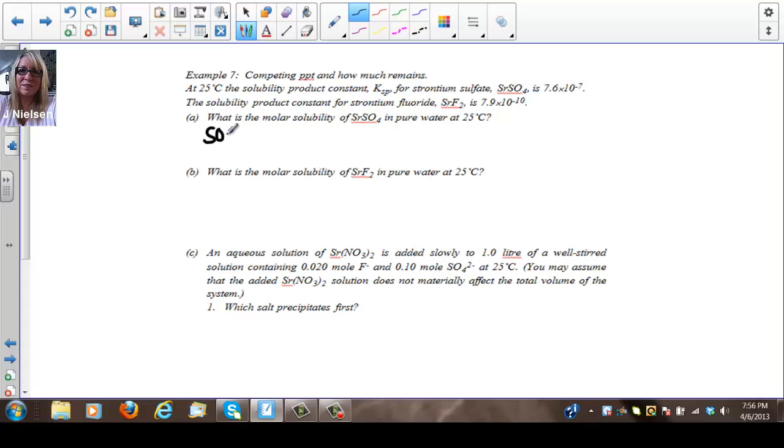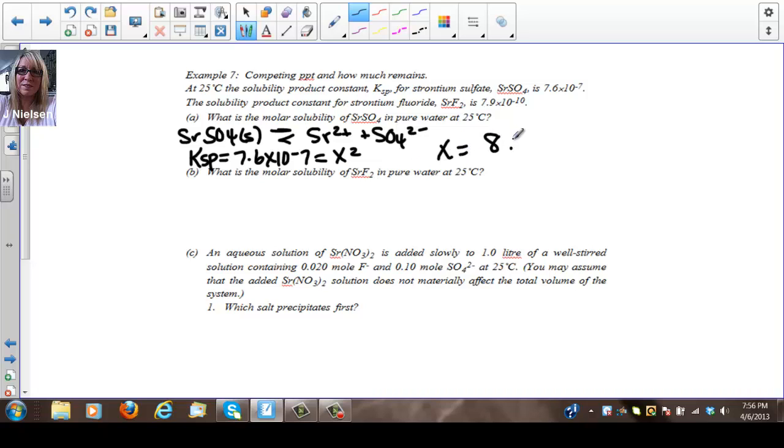So this is a straightforward problem. They want you just to solve for the molar solubility. So we've got Sr2+ and SO4 2-. Our Ksp is equal to 7.6 times 10 to the minus 7. And this is basically x and x, so that's x squared. So we're simply going to take the square root of it, and x equals 8.7 times 10 to the negative 4 molar. Call that a day.